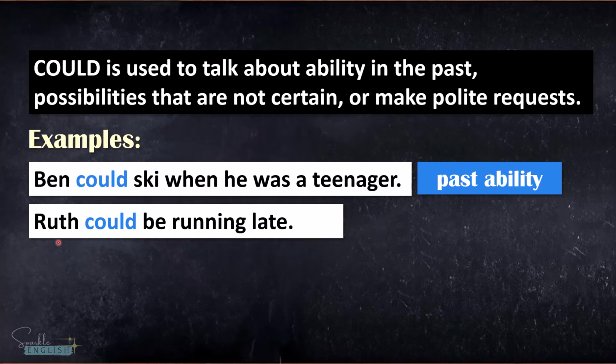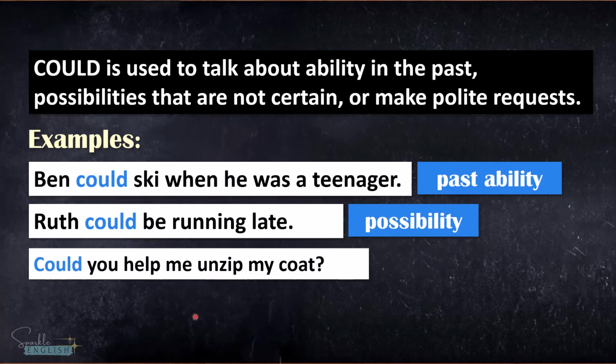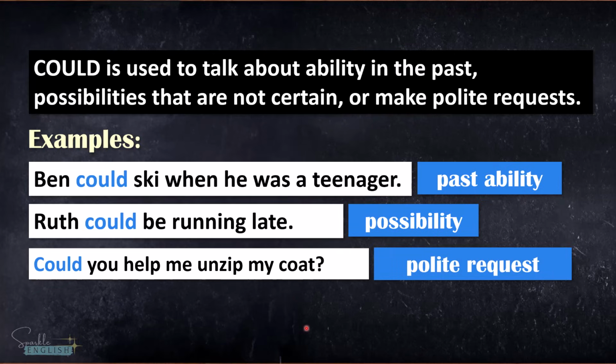Another example, Ruth could be running late. In this example, could is used to express possibility. It's possible that Ruth is running late. Another example, could you help me unzip my coat? In this example, could is used to make a polite request. You could also say, can you help me unzip my coat? But could is softer and more polite than can.